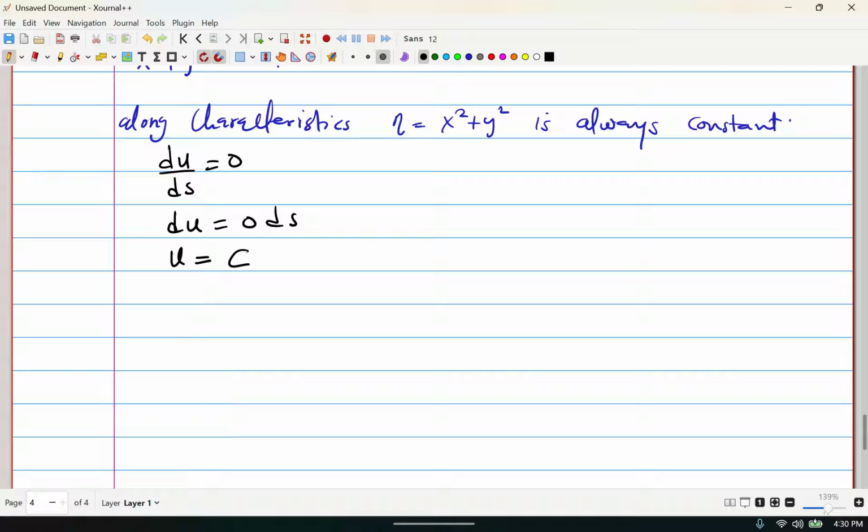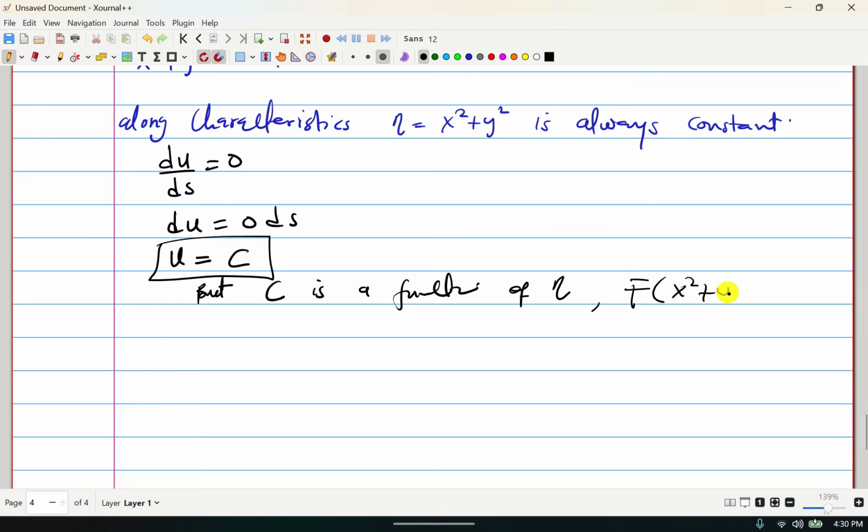The only thing we say is that C here is a function of eta. So eta is the one that we know is constant along characteristics, and we've been able to find out that u is also constant. So it means the final solution, C here, is a function of this, that is f of x squared plus y squared, that is eta. So u of x, y is some function f of x squared plus y squared. That completes the solution to this problem.